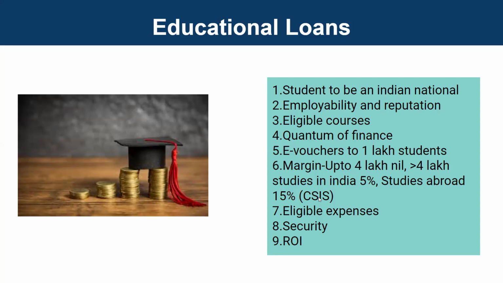Okay, we have one more thing called the CSIS, which we need to see here. CSIS is nothing but the subsidy scheme which is being given out by the central government. It is called the Central Sector Interest Subsidy. As I said, it has been given by the Government of India.